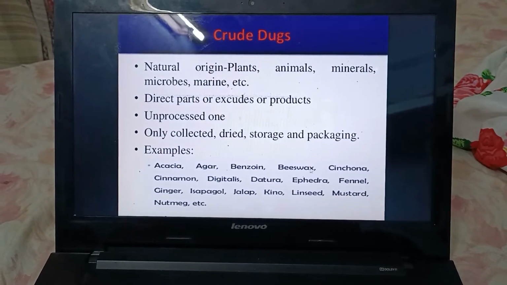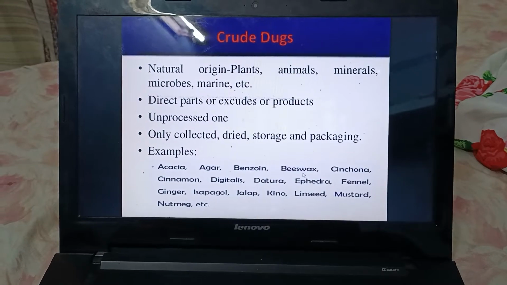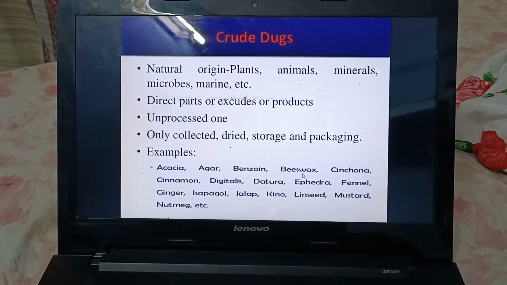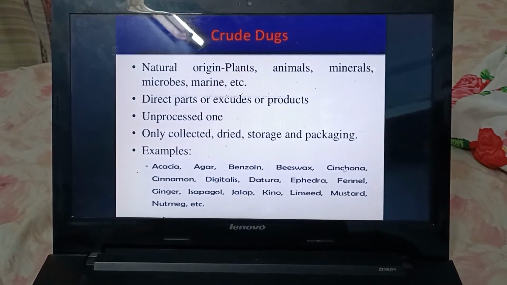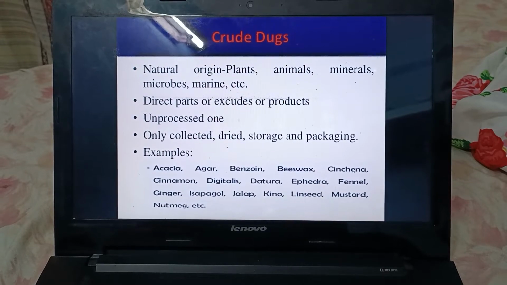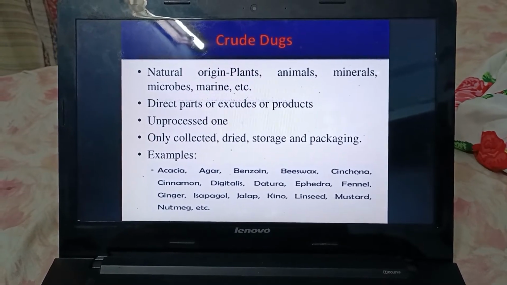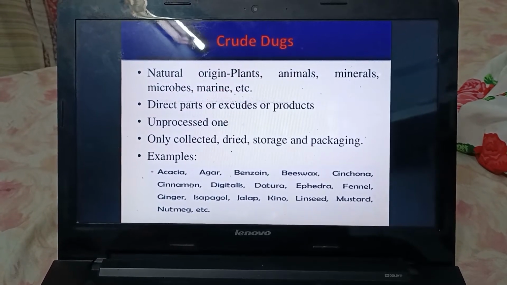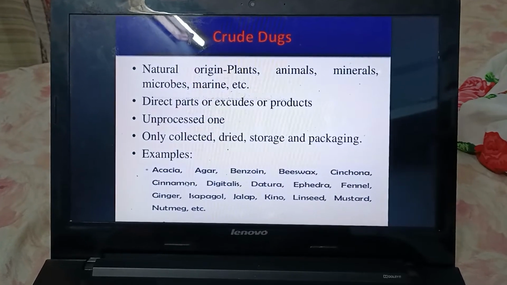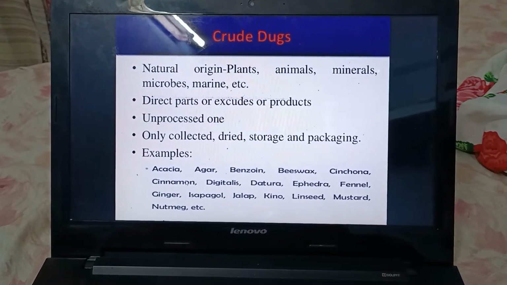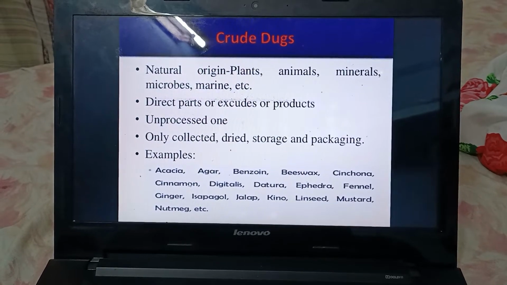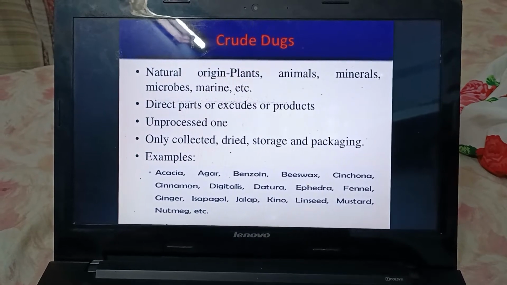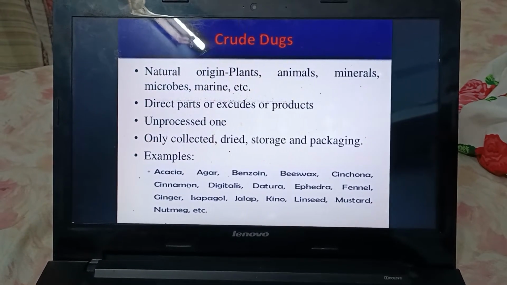So beeswax is a naturally occurring compound, so we do not need any preparations or anything. So cinchona, which is derived from the bark of the cinchona tree, and cinnamon also we know, and we use it as a culinary ingredient in our food making, and ginger as we all know. So these are all commonly occurring plant products. These are used as food additives as well as crude drugs.